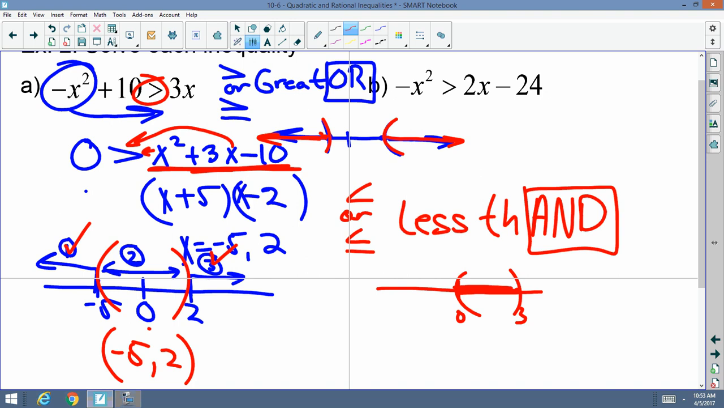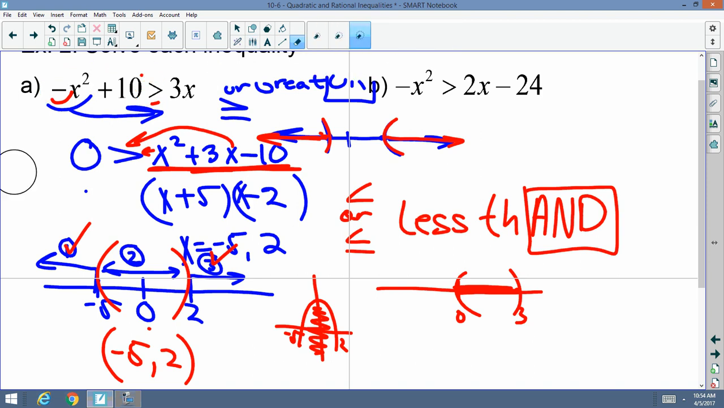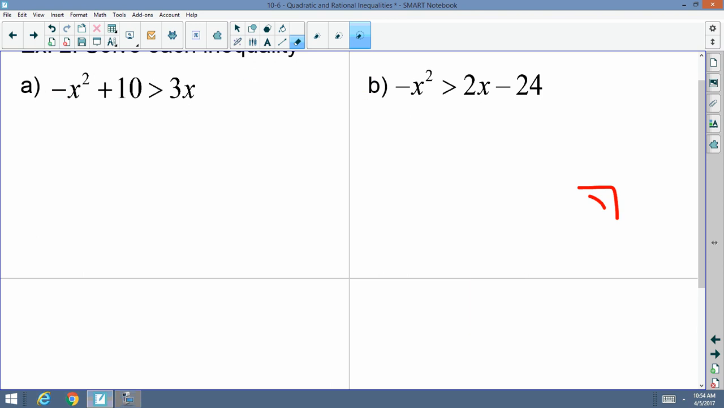Does that make sense? Promise? And what that means, guys, is that in this graph, it's negative, so it's probably going to be something like this. It's going to be shaded inside between the negative 5 and the 2 because it's a less than. It's going down because it was negative. Okay, does that make sense? Okay. Now, next. So greater and less than really, really save a lot of time.